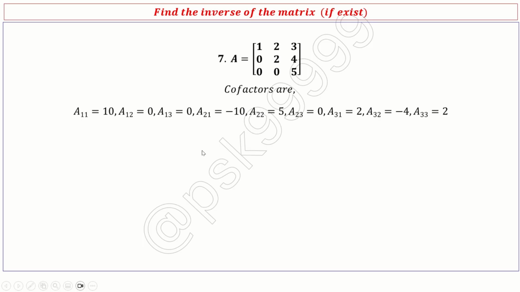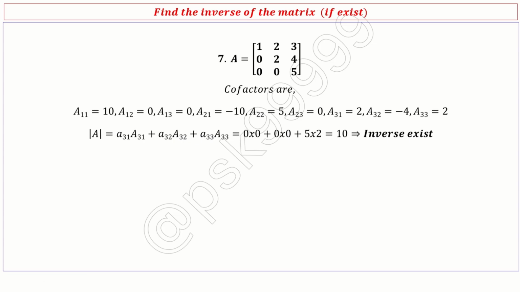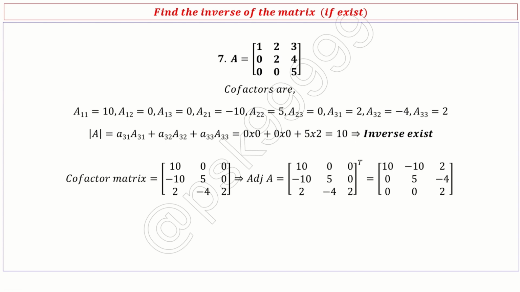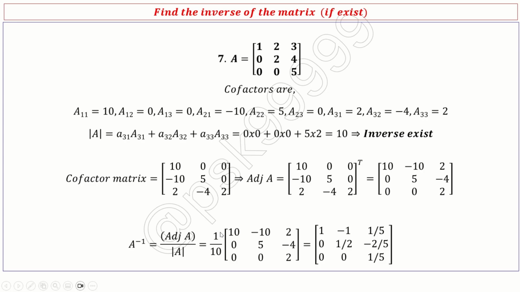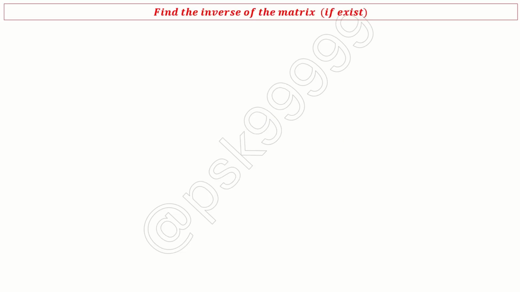This way you will find out the cofactors. And the determinant, I am using the third row because it has more zeros. So if I take 5 into 1 into 2, which is 2, so 5 into 2, which is 10. 10 is the determinant, so the inverse exists. The cofactor matrix is this one, the adjoint matrix is the transpose of this one, and then A inverse is adjoint by determinant of A, which is here: 1, -1, 1 by 5, 0, 1 by 2, -2 by 5, 0, 0, 1 by 5. As I said, you need to multiply with A and cross check whether the identity matrix is coming or not. Next.